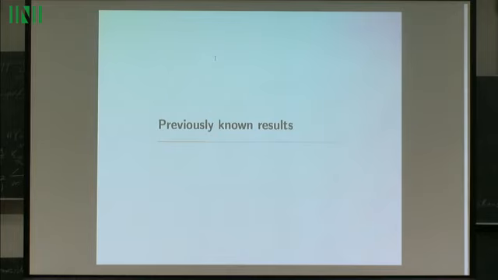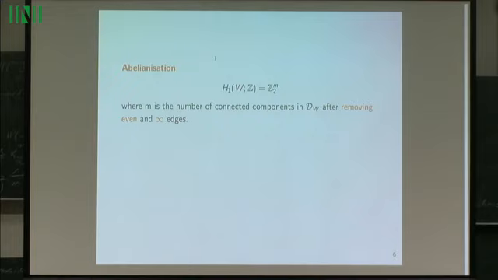So we're interested in the homology of these groups. So we did know some things before. So first of all, you can calculate the abelianization of your Coxeter group. It's Z mod 2 to the m, where m is the number of connected components in your diagram after you remove both the even edges, so not the 2's because they weren't there, but the even edges, and the infinity edges.